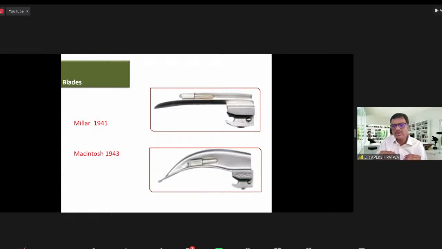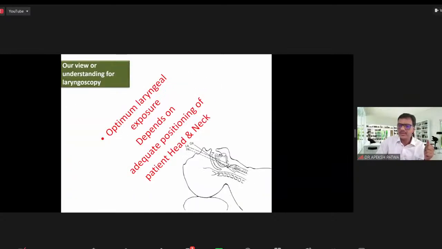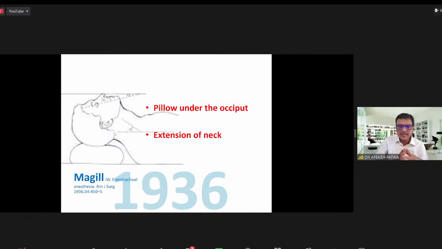The Macintosh-Miller blade was introduced in 1941, and 2 years later, Macintosh introduced the curved blade. Both blades provide a good laryngeal view, but the optimal laryngeal view depends on patient head and neck positioning. In 1936, Magill was the first person who explained that to improve the laryngeal view, just keep a pillow underneath the occiput and then extend the neck.